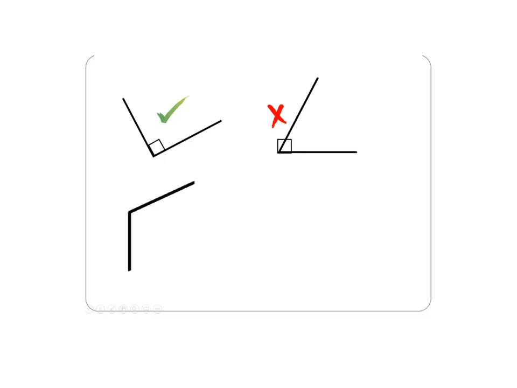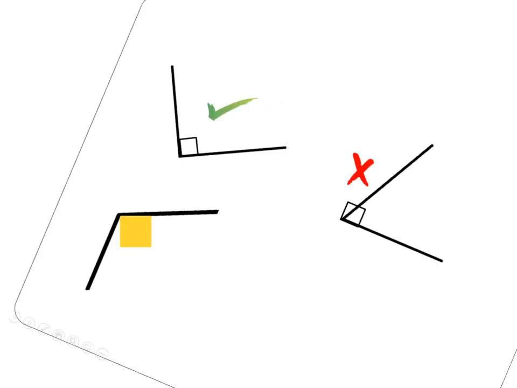What about this third angle? Pause the video and have a think. So I moved my paper and I got my right angle checker and matched them up, and I can see that there's a big gap. So my right angle checker is smaller, so the angle must be bigger than a right angle, and it's not a right angle.